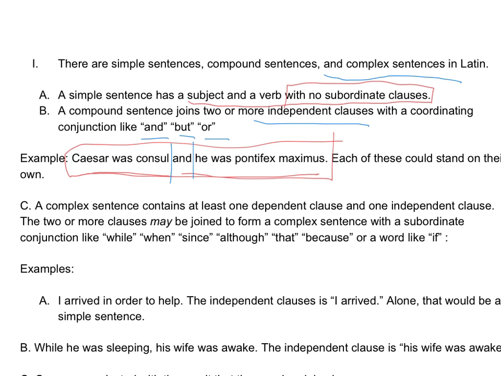You could have said Caesar was consul, but he was Pontifex Maximus. Caesar was consul, or he was Pontifex Maximus. Those would all be examples of a compound sentence.